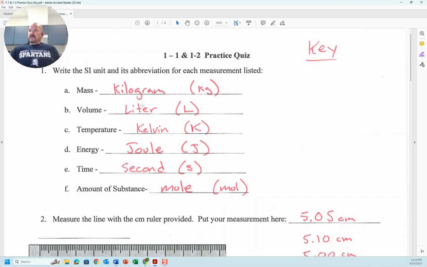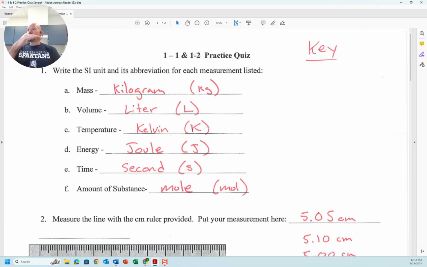Okay, so volume is liter, and temperature is Kelvin, and that's capital K. And notice it's not a degree sign K. Degrees Celsius is the degree sign and then Celsius. Degrees Fahrenheit would be the degree sign and F, but Kelvin is just K.